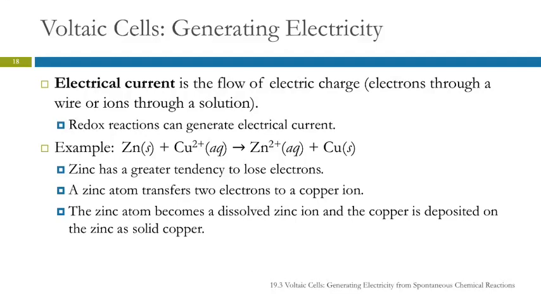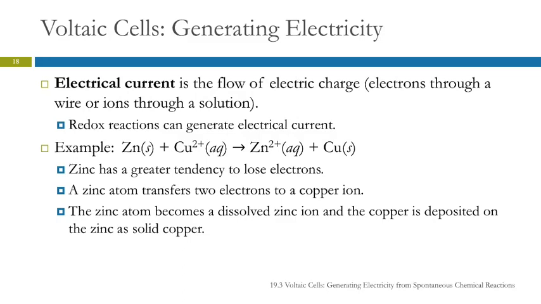So electrical current is the flow of electric charge. We usually think of that as the flow of electrons through a wire, but it can also be ions moving through a solution. So it's some charged particle that's moving. Redox reactions, oxidation reduction reactions, can generate electrical current.